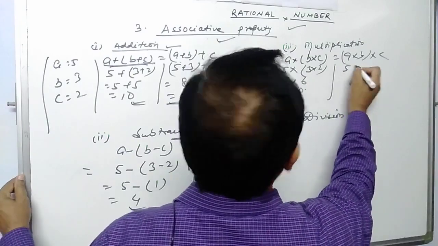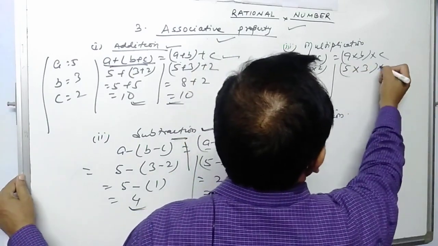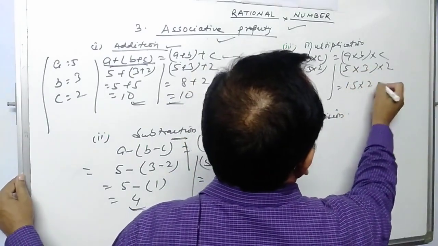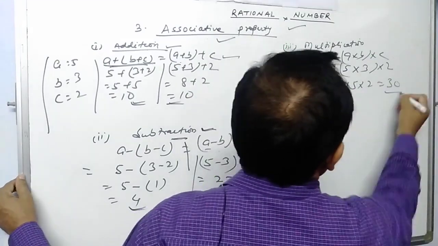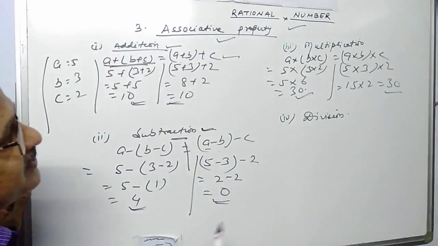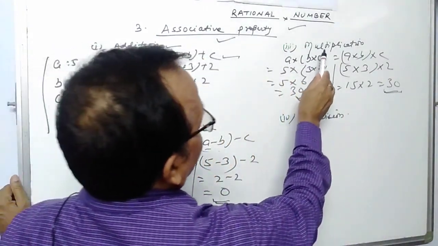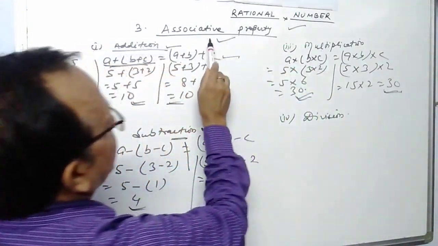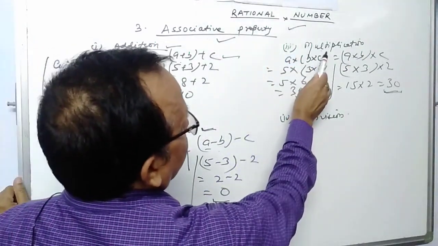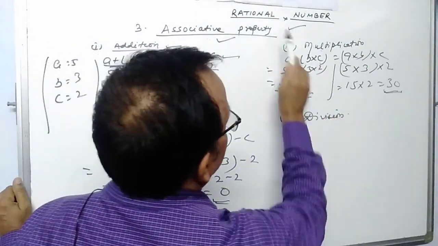RHS, a into b into c is equal to 5 into 3 into 2, that is equal to 15 into 2, that is equal to 30. On both sides, the same result appears. That is, multiplication is associative for rational numbers.